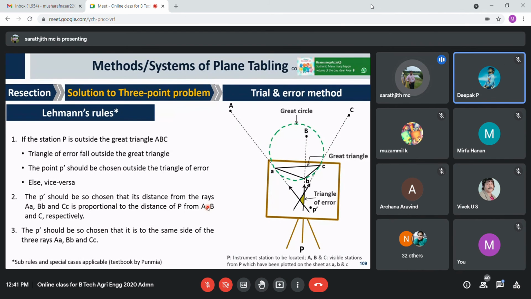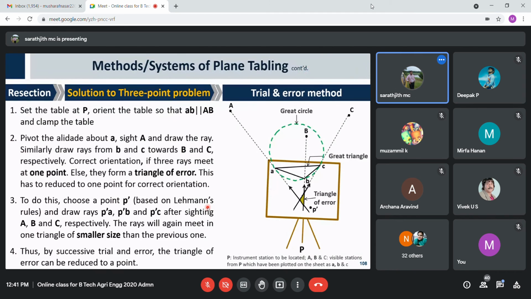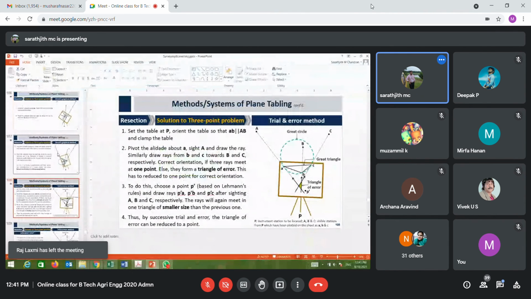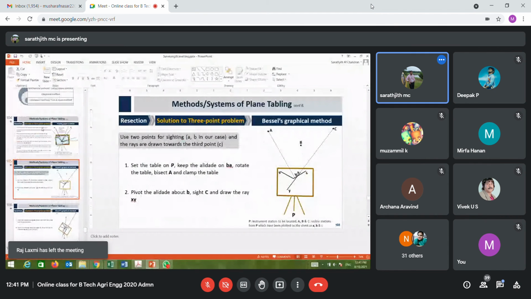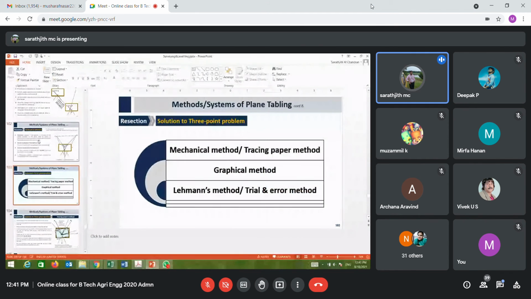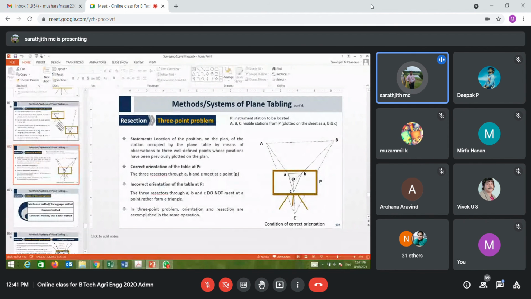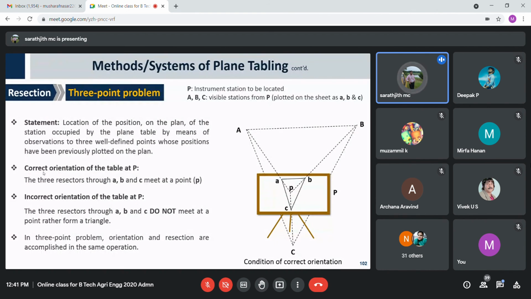Okay, so you will have three known stations. This is an important section in plane table surveying because this will definitely be asked in your exam. Both the three-point and two-point problems are very important.